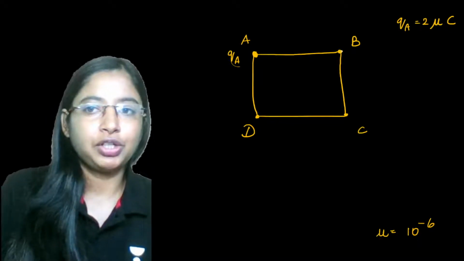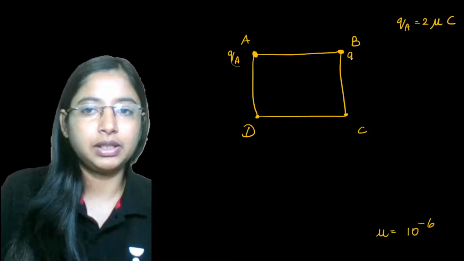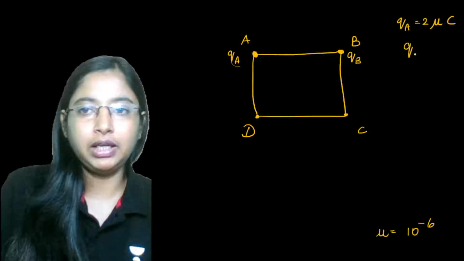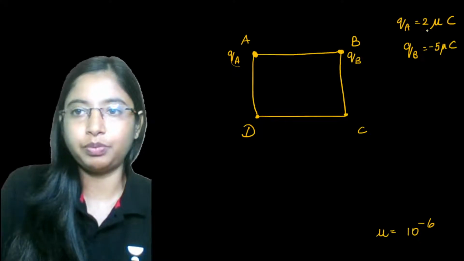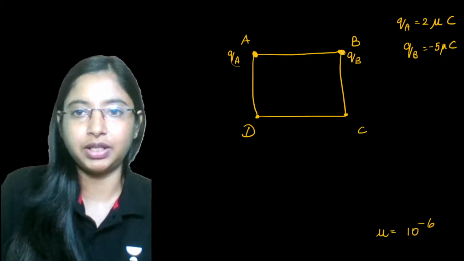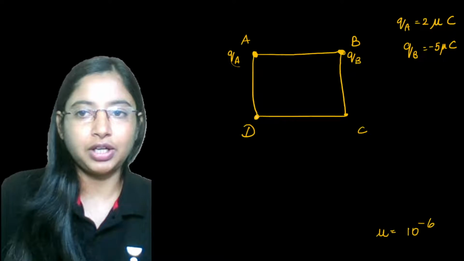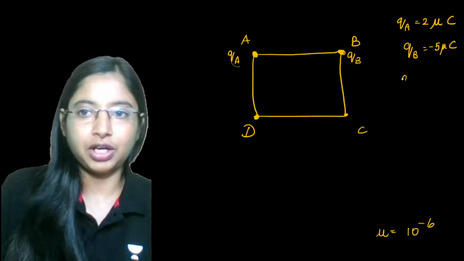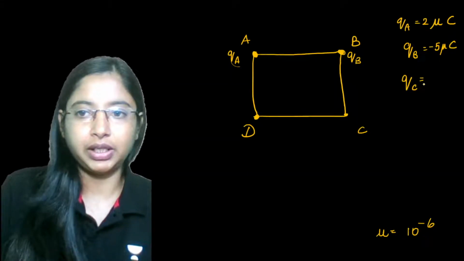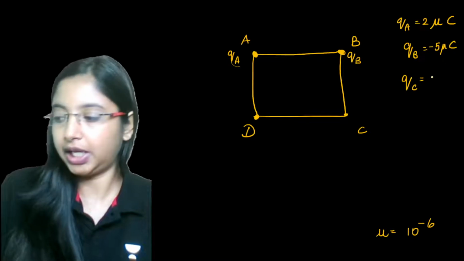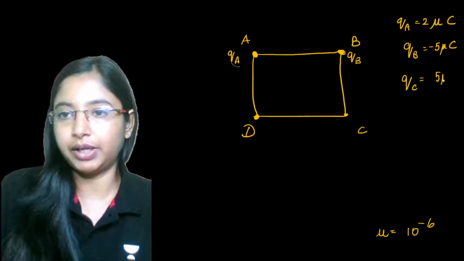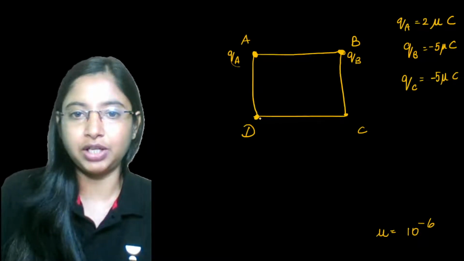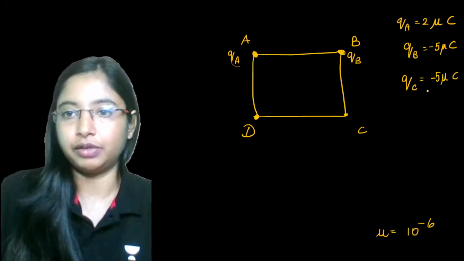Now, there's one more charge over here at B. Let's say the charge is QB, and it has a value of minus 5 microcoulombs. So QA is a positive charge, and over here this is a negative charge. There's another charge over here, QC, and this one is again minus 5 microcoulombs. The same amount of charge is there at vertex D.